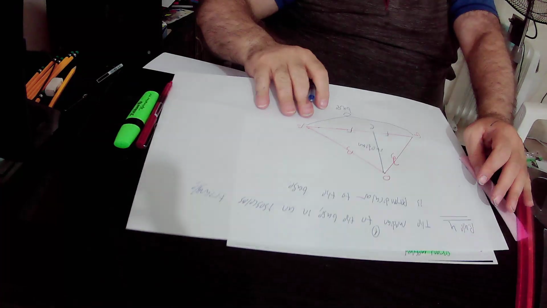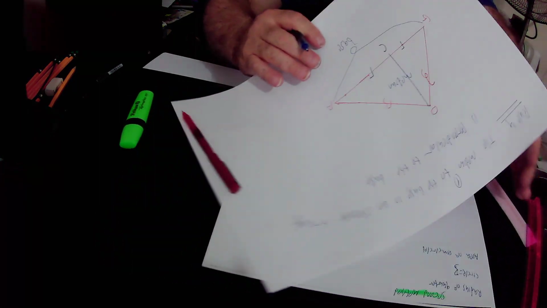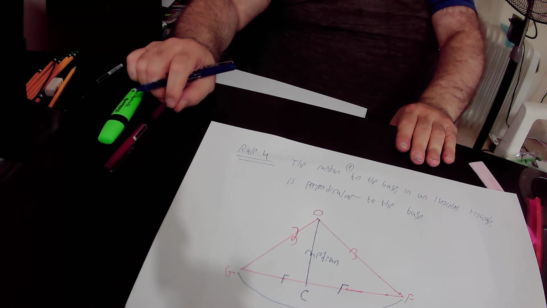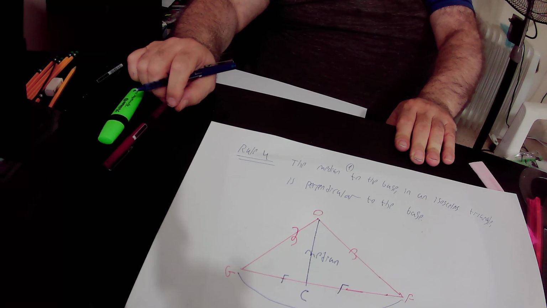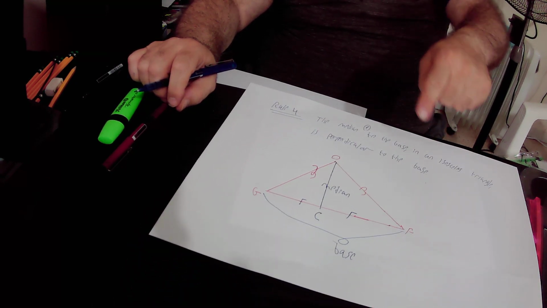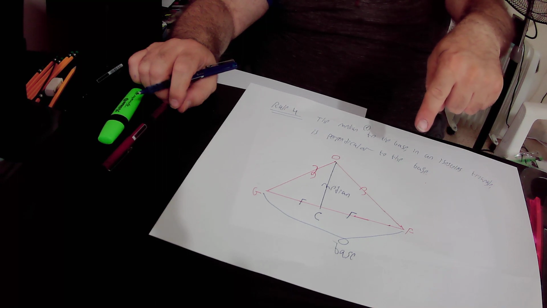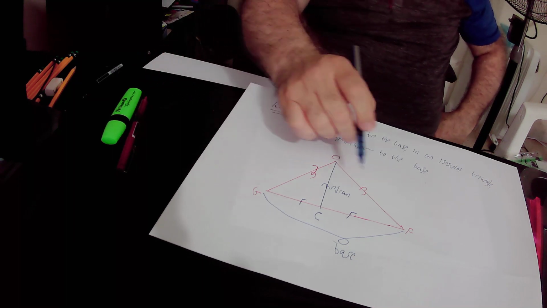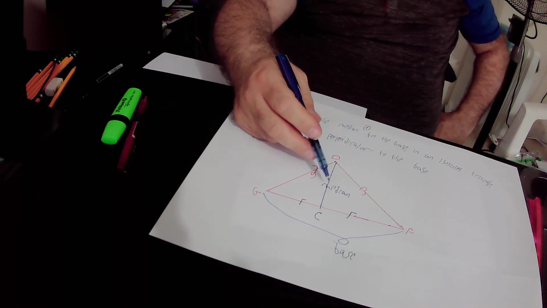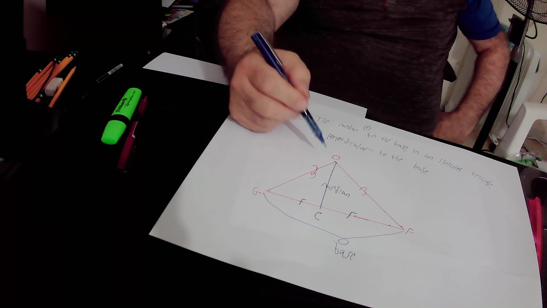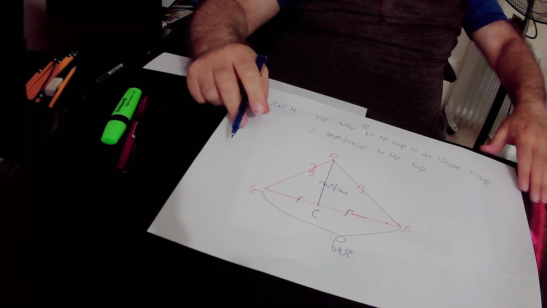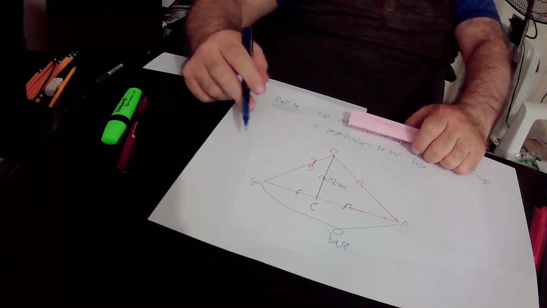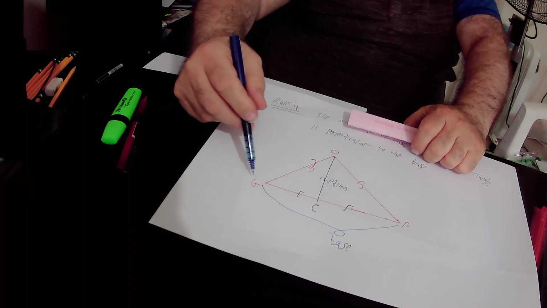I will read rule number 4 again. According to rule number 4, the median to the base in an isosceles triangle is perpendicular to the base. So here we have the isosceles triangle OGF. The base is GF and the median to the base is OC. And according to rule number 4, the median to the base is perpendicular to the base. That is to say, the median OC is perpendicular to GF.